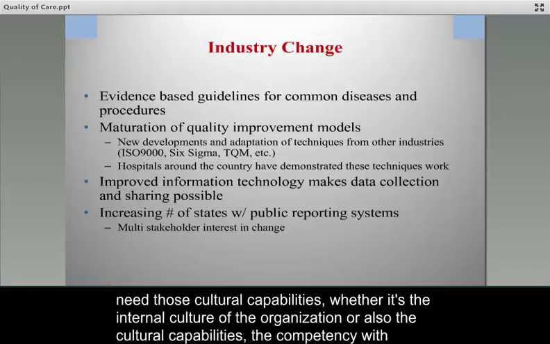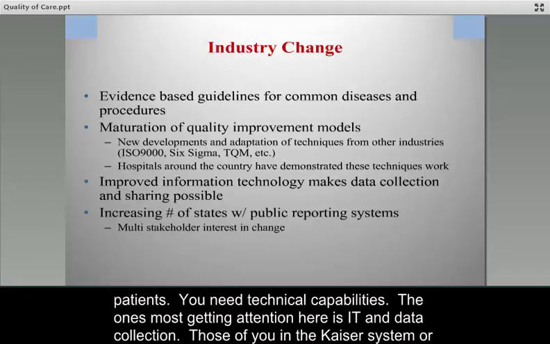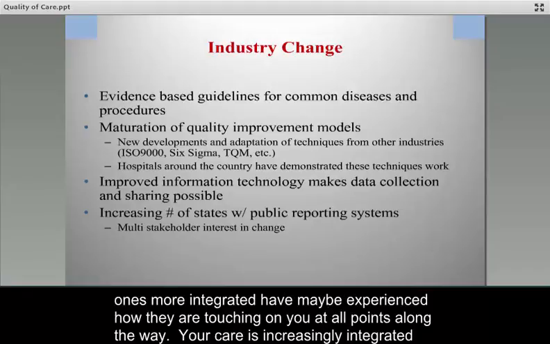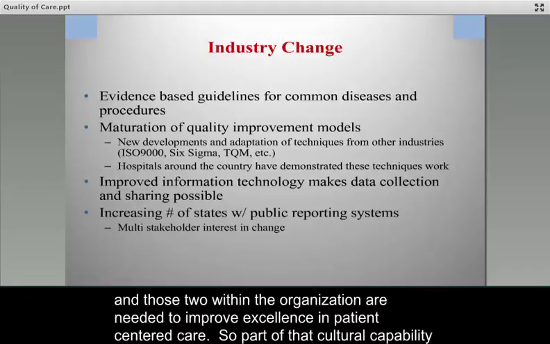So ultimately, you need those cultural capabilities, whether it's the internal culture of the organization or also the cultural capabilities, the competency with patients. You need technical capabilities. The one most getting attention here is IT and data collection. Those of you who are in the Kaiser system or one that's more integrated have maybe experienced how they are touching on you at all points along the way. Your care is increasingly integrated. And those two within the organization are needed to improve excellence in patient-centered care.